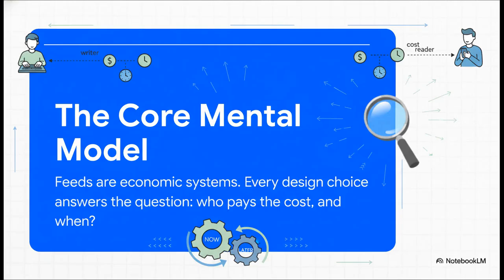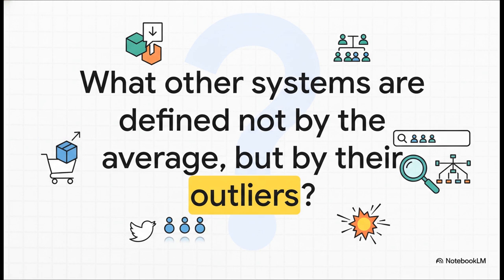And that brings us right back to our final core mental model. A feed isn't just a technical problem, it's an economic one. Every single design choice is just an answer to a simple question. Who pays the computational cost and when do they pay it? Do you make the writer pay or the reader? Do you pay now or do you pay later? Thinking this way really changes how you look at the digital world.